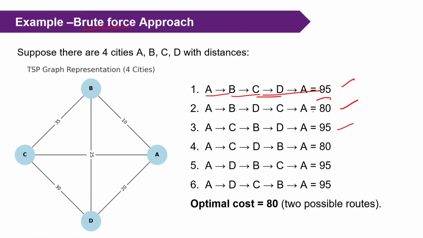Among all the paths, suppose here 80, here 80. Suppose A to B, B to D, D to C, C to A. This is one optimal tour. This is another optimal tour. Now, what is the point here? We are trying all the possible cases. Observe, I have represented it in the form of a graph. Among all the possible cases, these are the best two solutions.